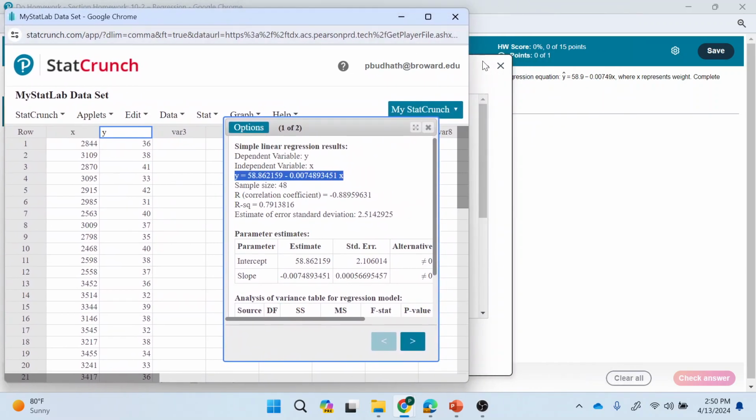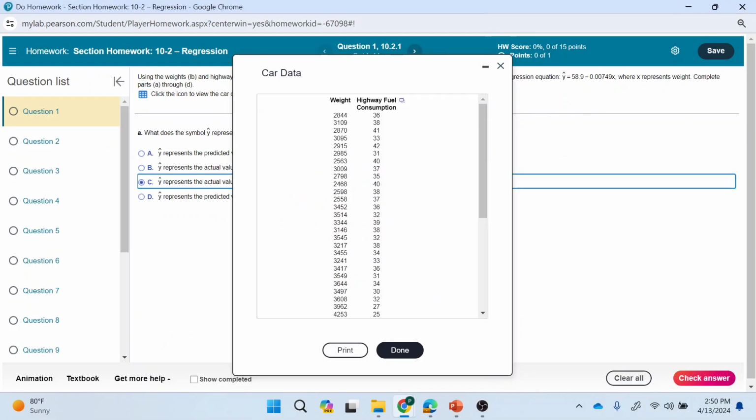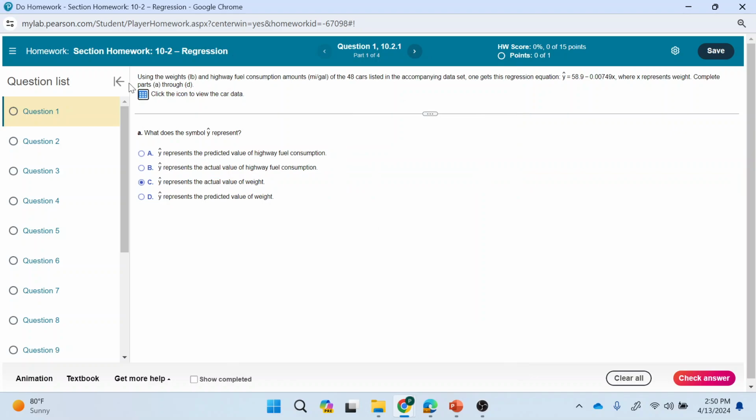Look here. Instead of y, they are using y cap. Everything else is the same. 58.9 if you round it to one decimal place, and 0.00749. So that's the same regression line. But in this problem it's given. Now we just have to answer the question: what does the symbol y cap represent?